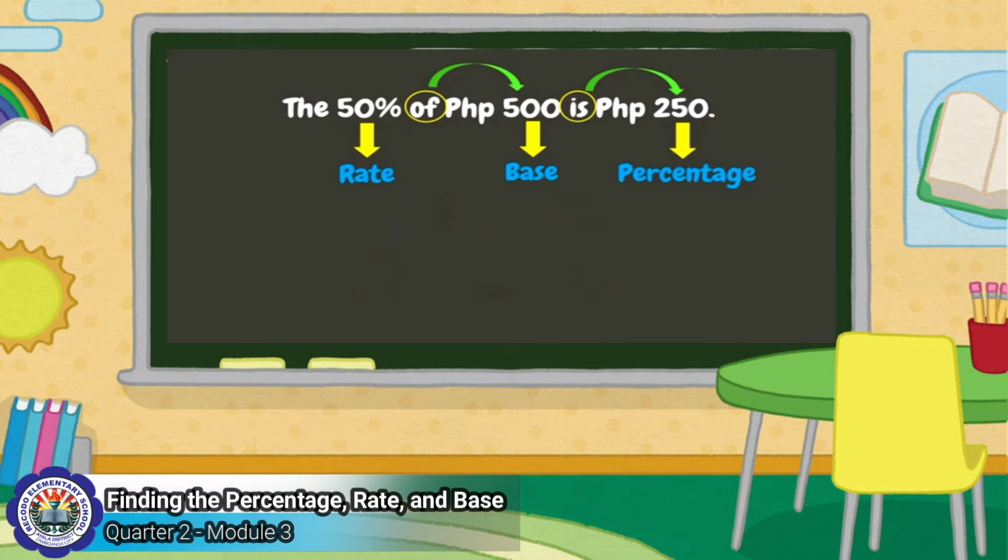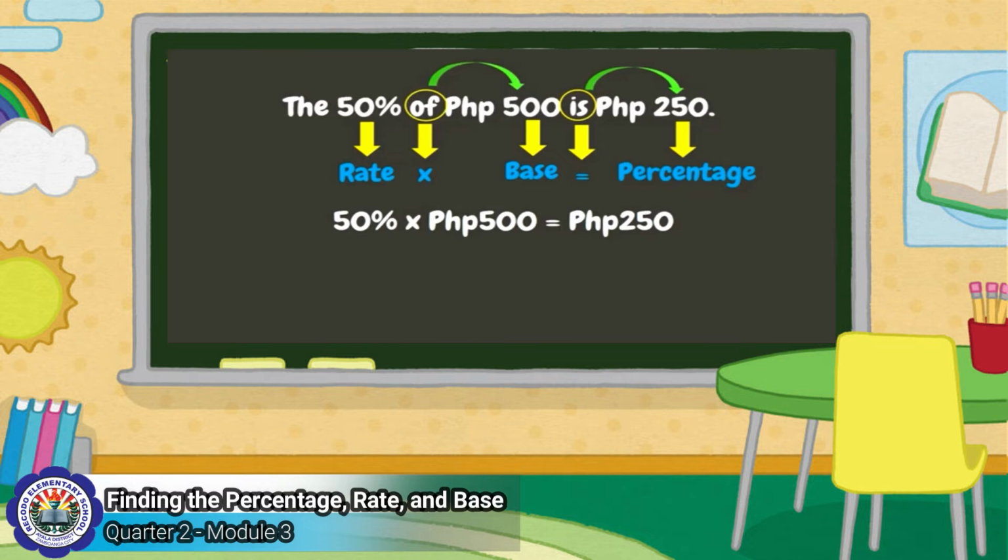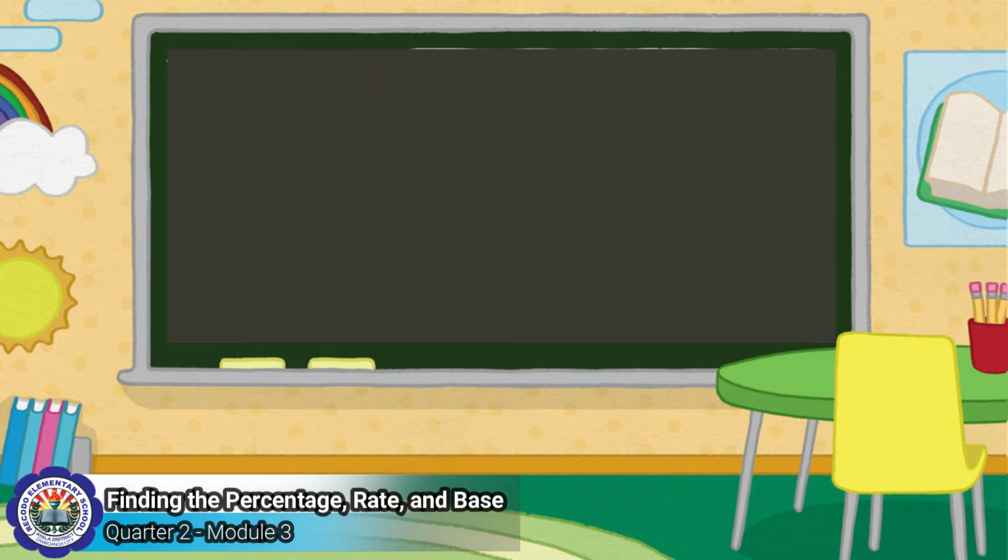Very good. Now, did you know that the word of also represents multiplication? While the word is represents equal symbol. This means that rate times base equals percentage. That gives us 50% times 500 pesos equals 250 pesos. Now for us to get the rate, base, and percentage in a problem, let us use the following formulas.